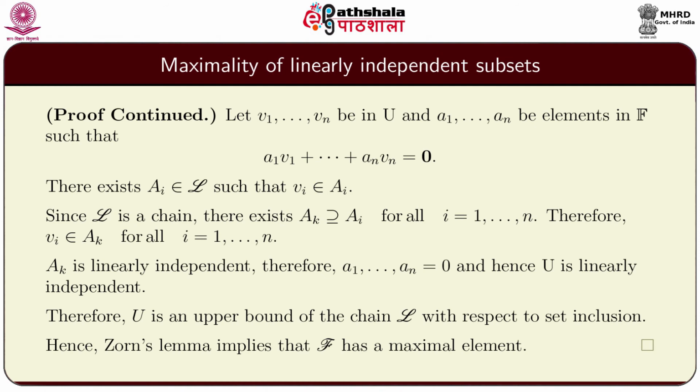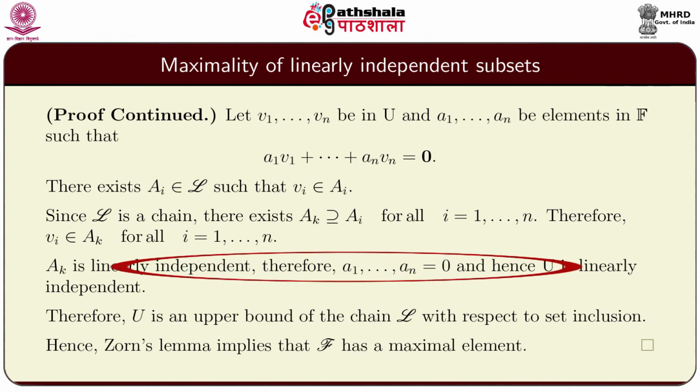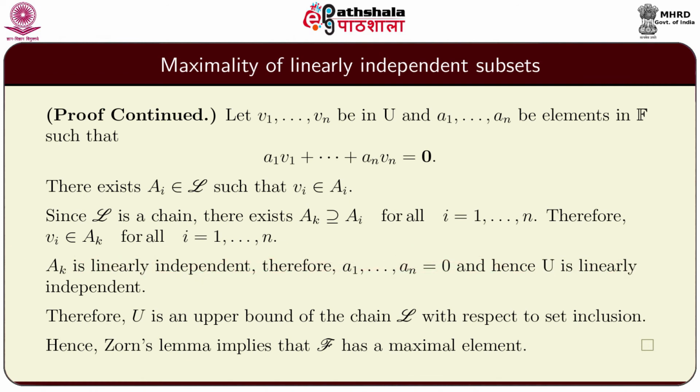But Ak is a member of L, therefore Ak has to be linearly independent. This shows that the above linear combination of v1, v2, ..., vn cannot be anything other than the trivial linear combination. That means all the scalars a1, a2, ..., an must be 0, and therefore U is linearly independent. We have already seen that U contains S, and now we have proved that U is linearly independent. Therefore, U is an element in the collection F, and surely it is an upper bound of the chain L with respect to set inclusion.